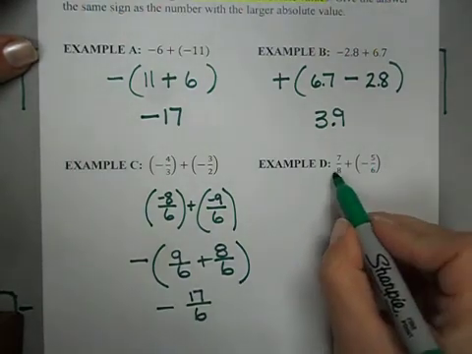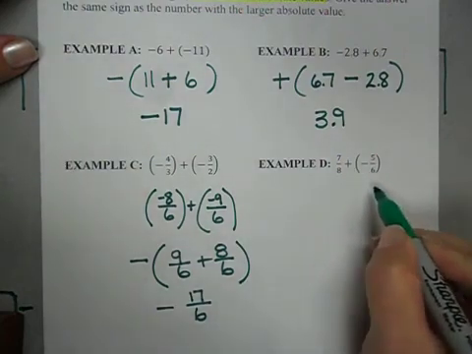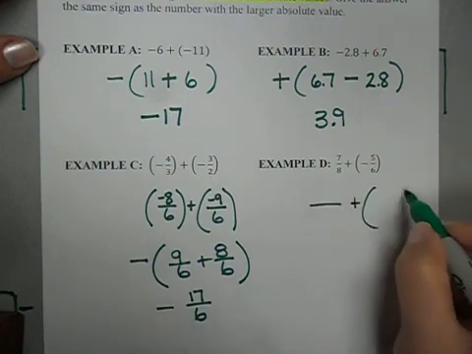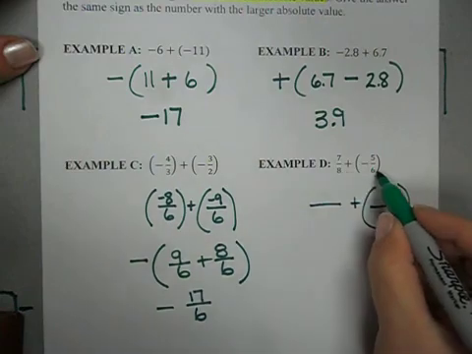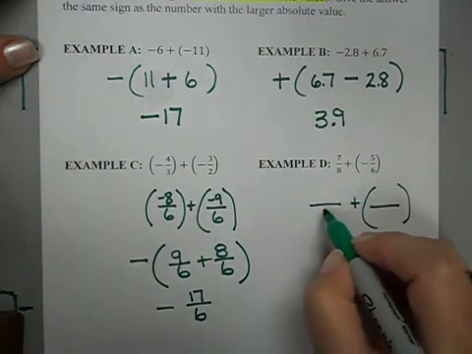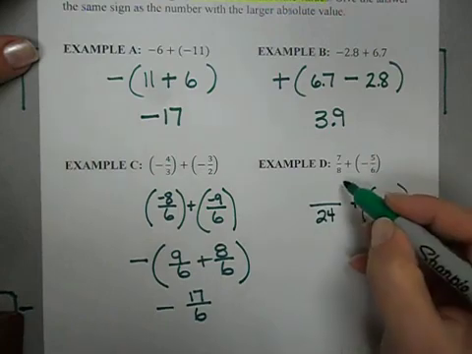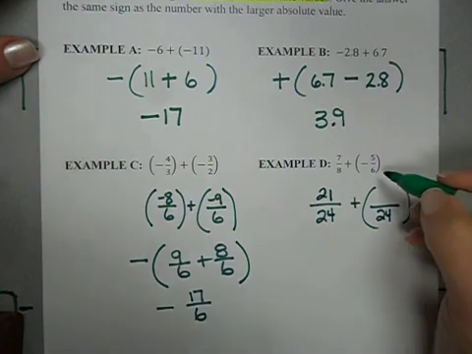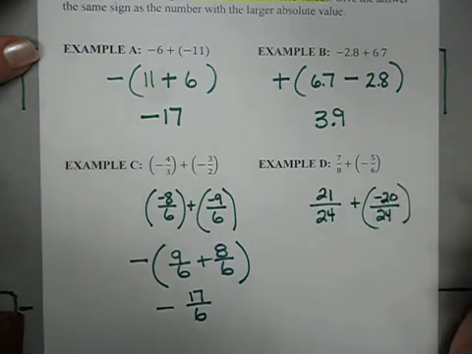Example D, this time we have a positive plus a negative. Again, we need that common denominator. So before I even start, I'm going to rewrite these two fractions with the common denominator. 8 and 6. The common denominator is 24, so I'm going to keep 24 and rewrite both of these. The first fraction I'll have to multiply by 3, which gives me 21/24, and the second fraction I would have to multiply by 4, so that would give me -20/24. So now it's much easier to compare.